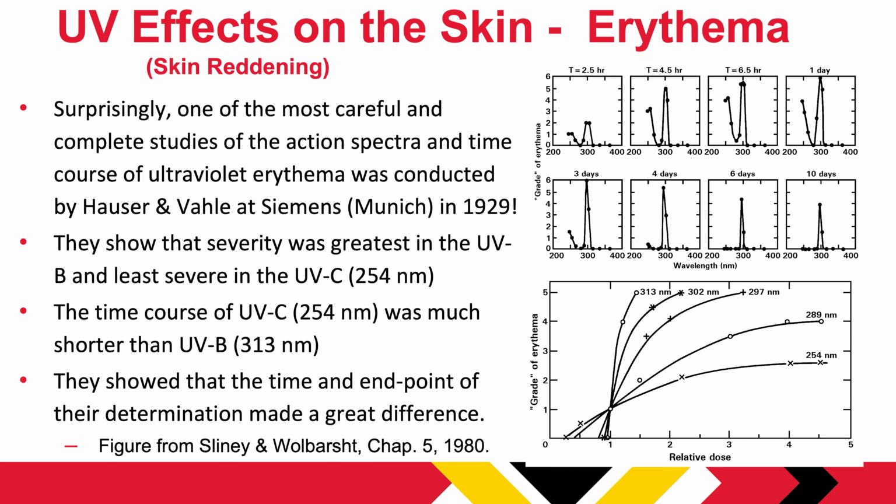Whereas if we go to the other extreme shallow curve, labeled 254 nanometers in the UVC, it never gets beyond a grade 2.5. And it shows up much earlier than the longer wavelengths UVB. So it just goes to show that there's no simple action spectrum. It depends upon how deep the photons penetrate into the skin to really determine the time course of erythema.